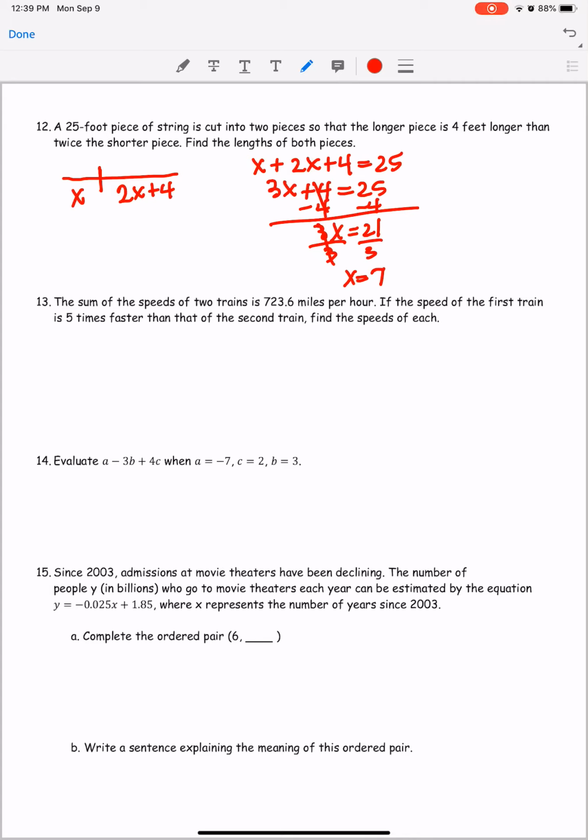Now, I don't really care what x equals. I need to find the length of both pieces. So plug it in. My short piece here is nice and easy. My short piece is 7, but 7 what? 7 feet. You need units here.